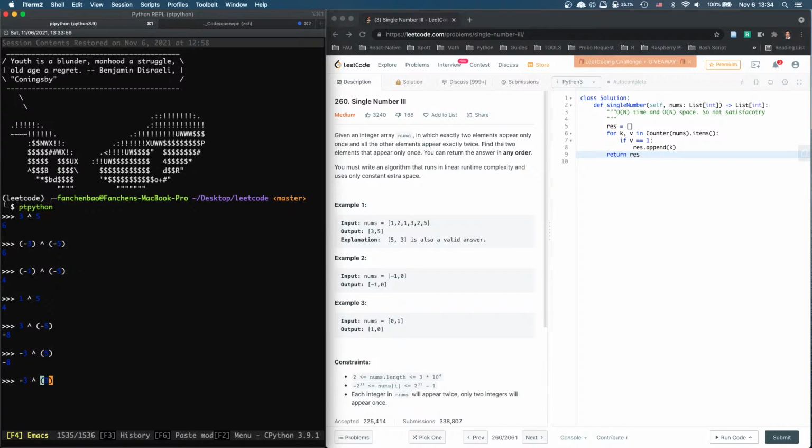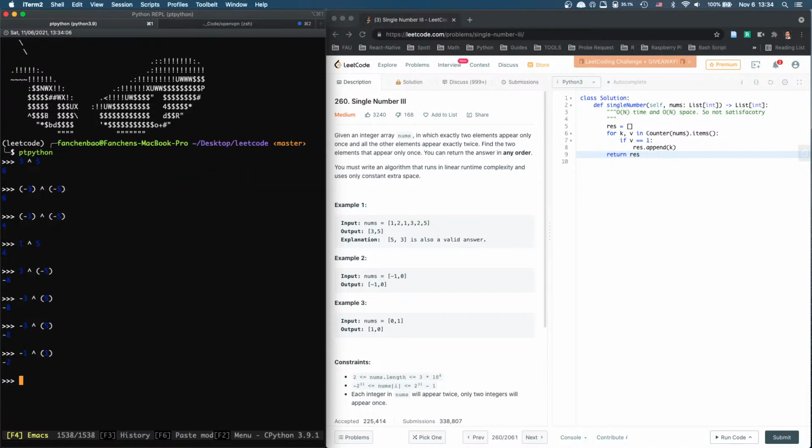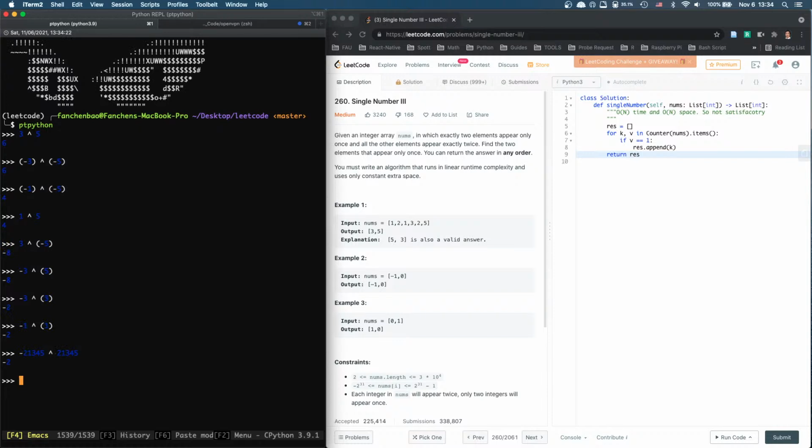3 exclusive or minus 3. Minus 2. 1 exclusive or minus 1. Minus 2. Huh. Let's say random value exclusive or a random value: 2, 1, 3, 4, 5. Minus 2. Alright, we might be onto something.